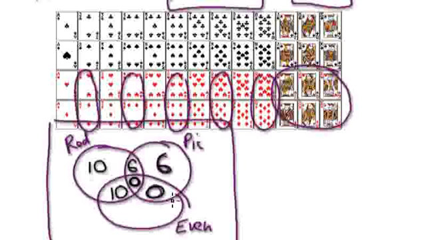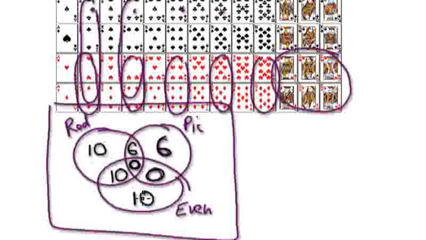How many even cards are there? Well, we've got 4 here, 4 here, 4. Well, 1, 2, 3, 4, 5. 5 times 4 would be 20. Altogether, we've got 20 even cards, but 10 are red. So your Venn diagram will look like this.